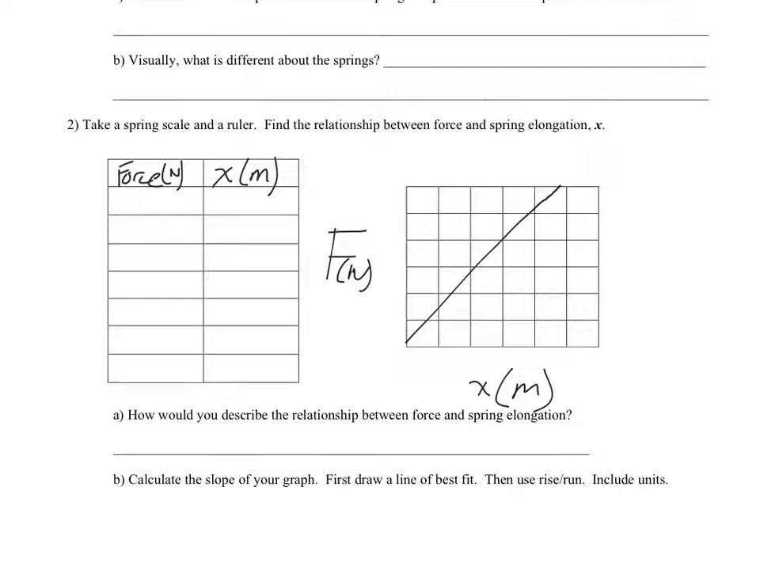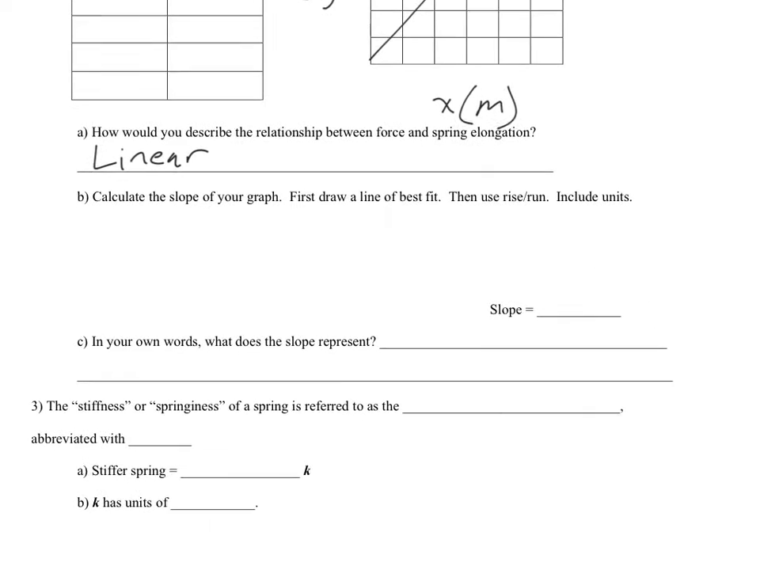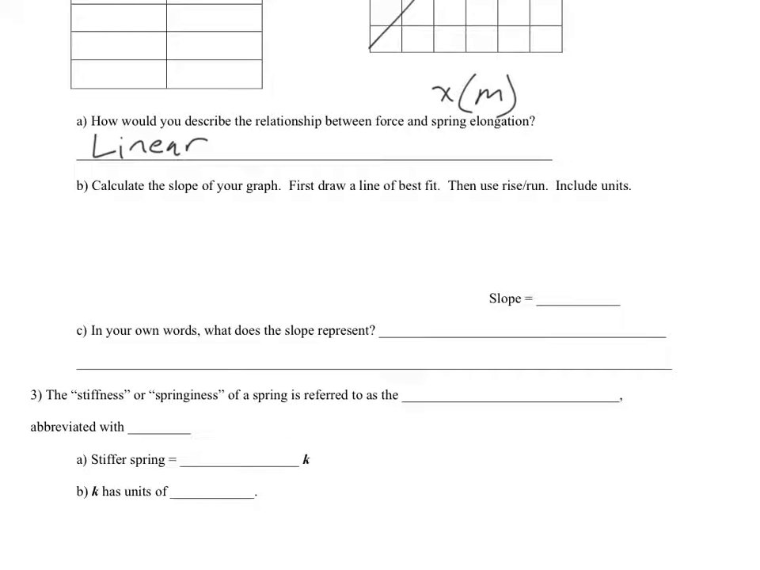So if we were asking, how would you describe the relationship between force and elongation? You could say that it's a linear or a direct relationship. As force goes up, so does spring elongation. We then found the slope, and we found that the slope had units of newtons per meter. And when asked what does the slope represent, students said things like the springiness of the spring or the stiffness of the spring.